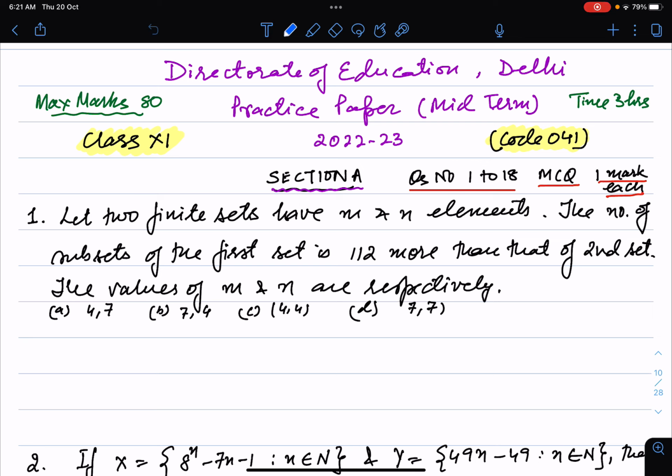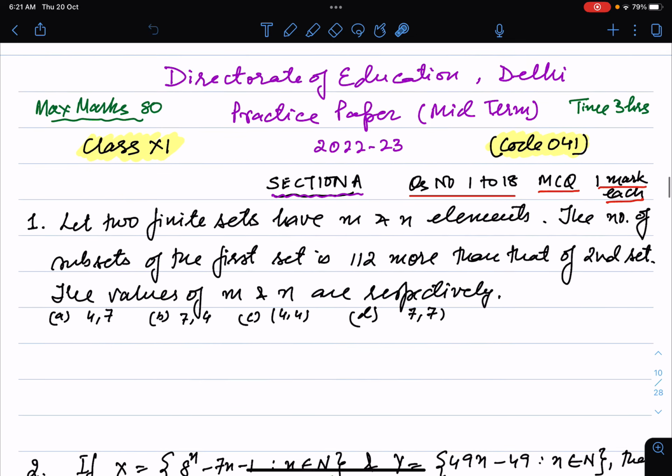In this particular video, we will be doing only section A. There are 5 sections: A, B, C, D, E. Section A contains questions 1 to 18, and all are MCQ of 1 mark each. This is going to be the pattern this year for 11th as well as 12th.